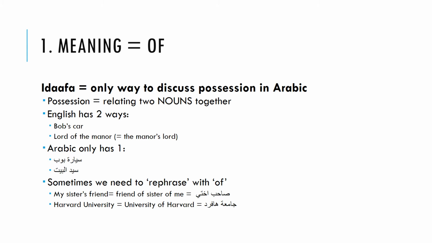In Arabic, we have to think of flipping that to the "of" phrasing, just like University of Rhode Island. So really, it's the university of this place or person, Harvard. Jamiat Harvard.